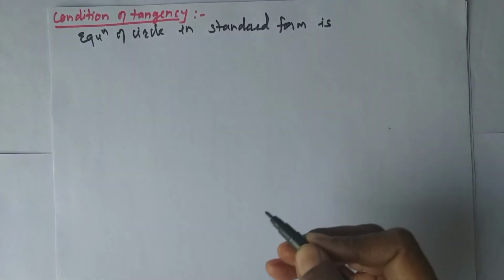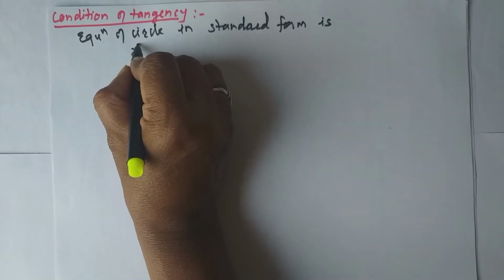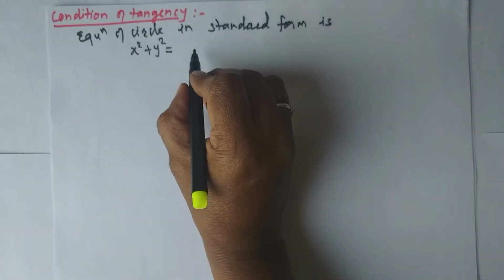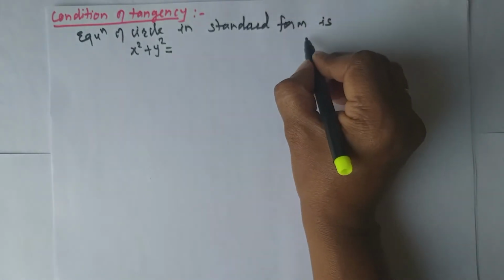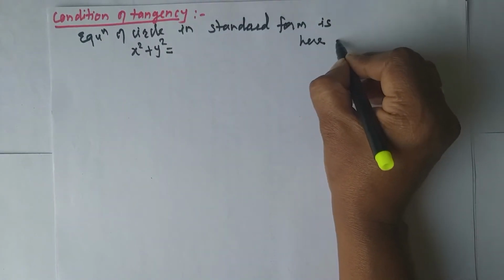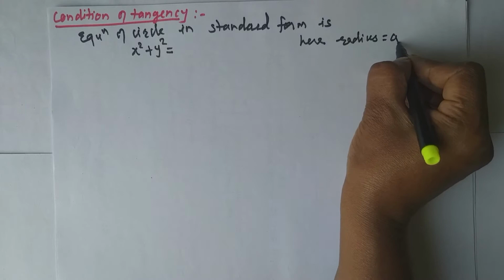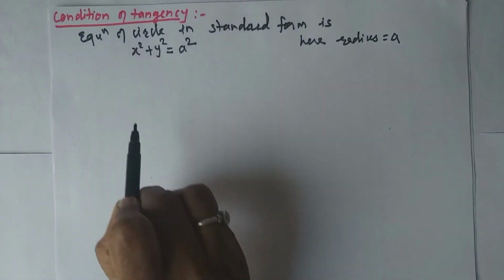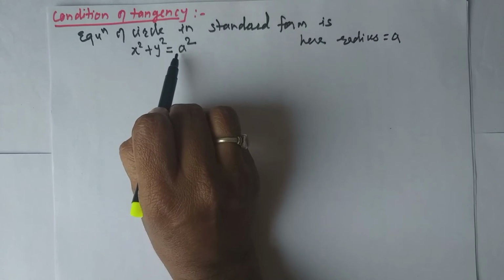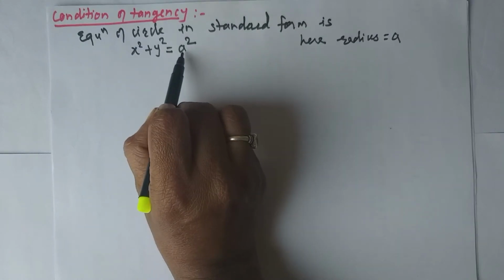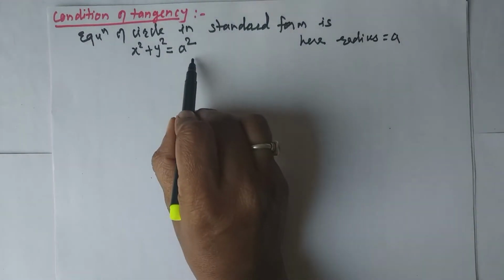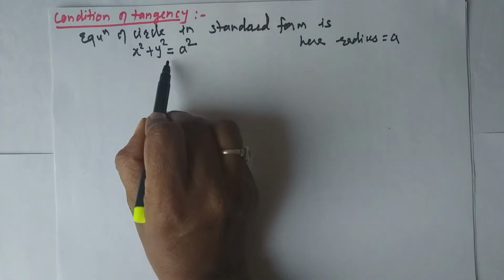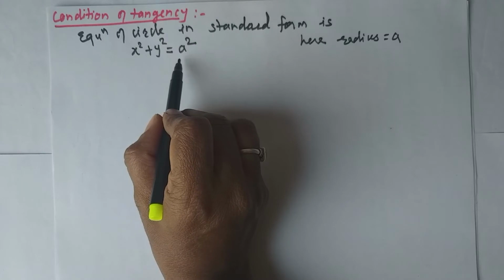Equation of circle in standard form is x square plus y square is equal to r square, where r is radius. But here we are taking a radius a. Therefore, instead of writing r square, I will write here a square. In the standard circle, instead of taking radius r, we are taking radius a. Therefore, equation of circle in standard form will be x square plus y square is equal to a square.